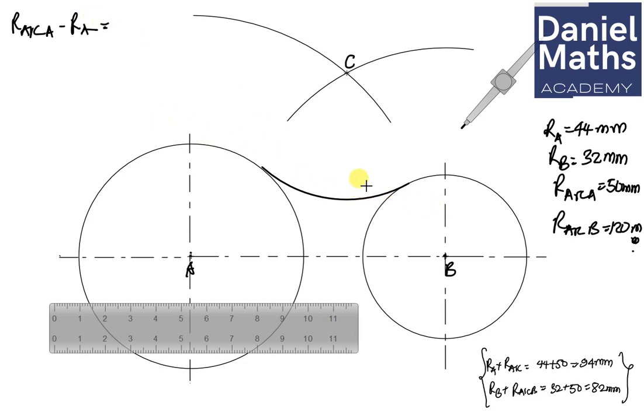Okay, so that's going to give us 120 minus 44. So that's what we want to do. And this gives us 76 millimeter.